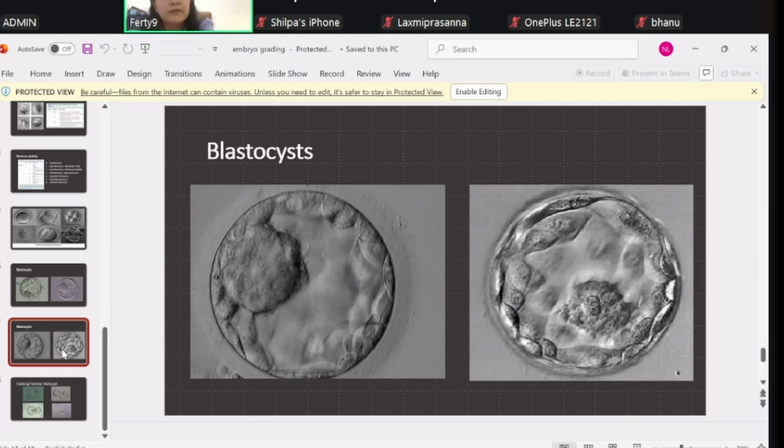And also these blasts, according to the quality, can be sent for PGT blast biopsies. So for knowing the ploidy status, whether euploid or abnormal, any abnormalities there, like that also we can plan in this stage of day 5 of the blasts of any patient.